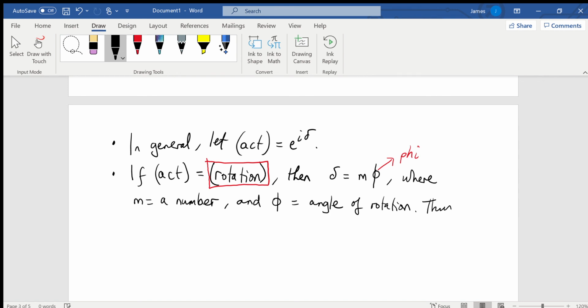Thus, the act of rotation is e to the i m phi. Okay, so we've gone from the general act as e to the i delta, where delta is a constant. Now the act is specifically rotation. Delta is specifically m phi. So the act of rotation is e to the i m phi. Crucially here, m is angular momentum.